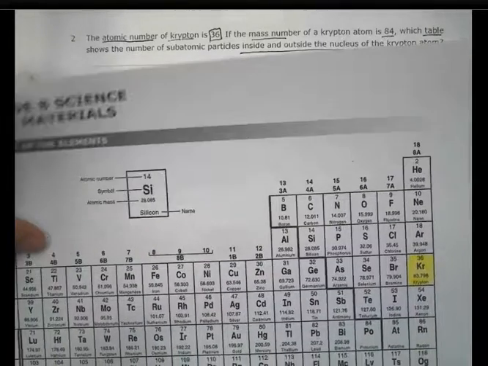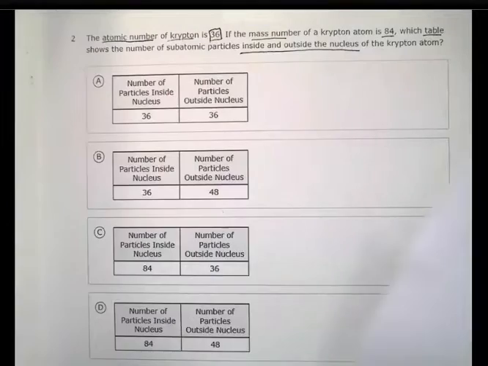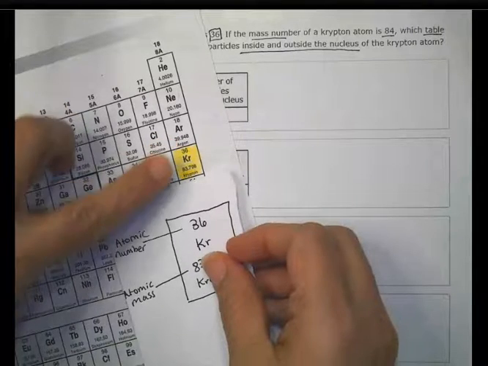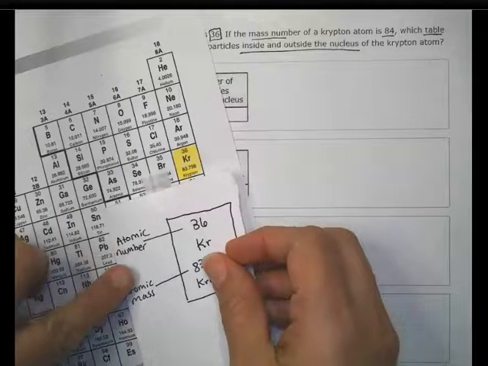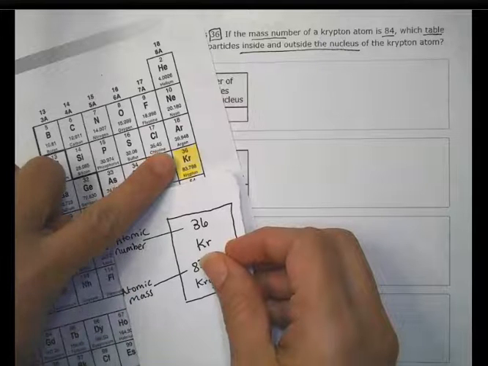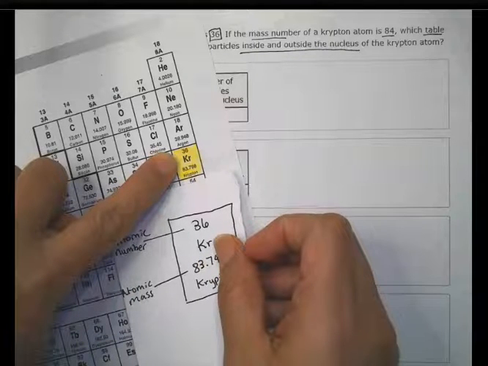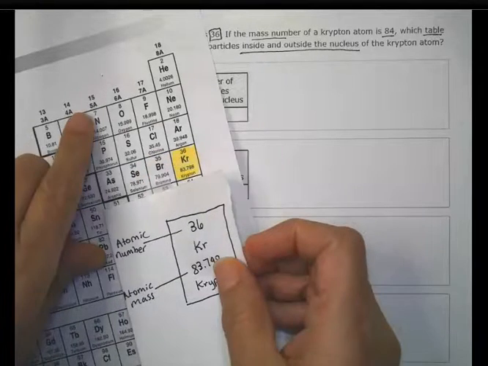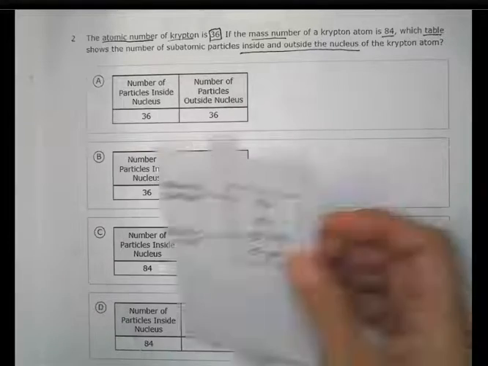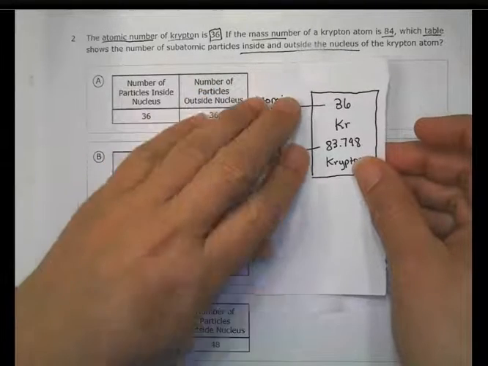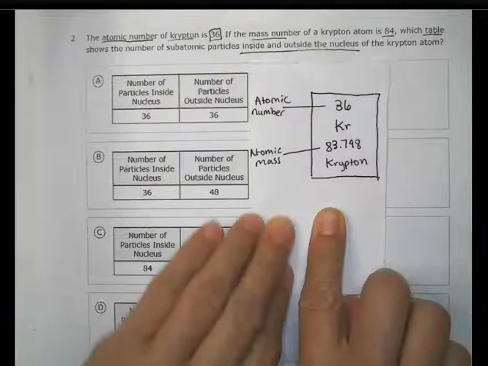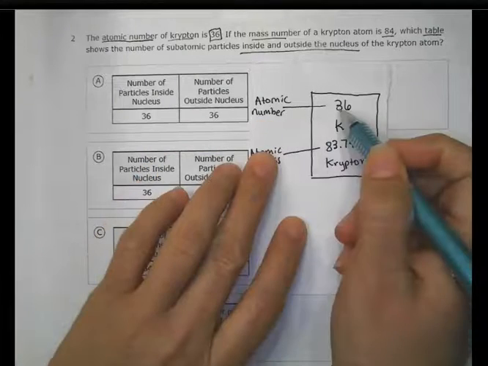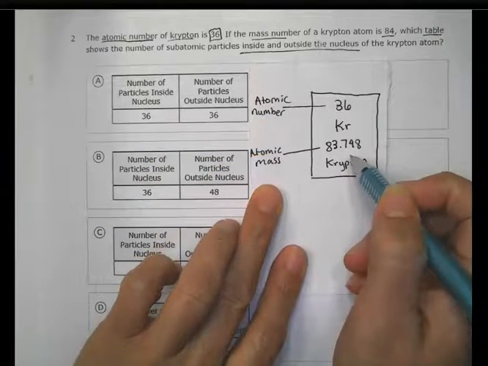So what I was asking you to do in the classroom anytime we had that is, let's go ahead and draw the periodic table box. So right here, just for time purposes, I decided to draw the box. So there's krypton, atomic number 36, symbol Kr, atomic mass 83.798, and the name is krypton. I drew the atomic box, and of course I labeled the atomic number, and I also labeled the atomic mass.